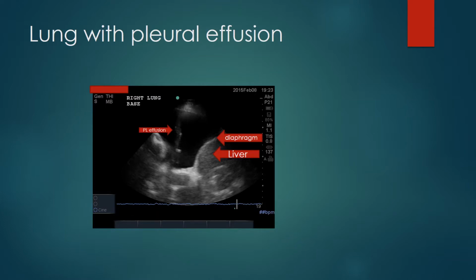Here is a not so happy lung with a large pleural effusion and a fragment of lung that's collapsed, sort of floating in the breeze. So that's what pleural fluid looks like, a big black sea. You will see this frequently. It's easy to detect and very much worth doing.